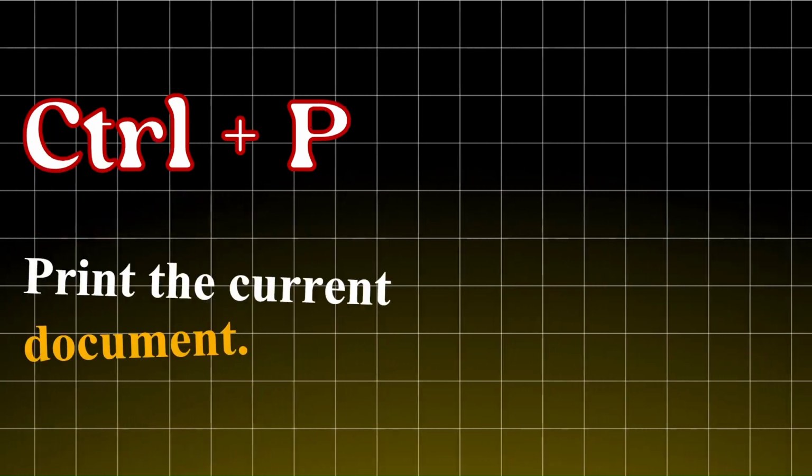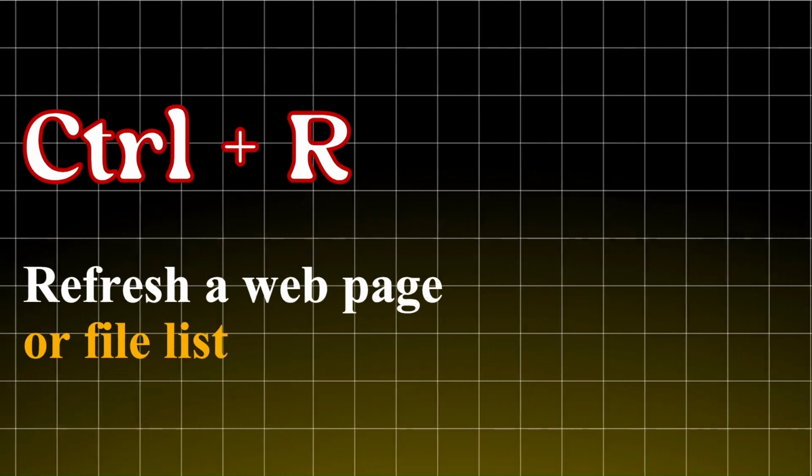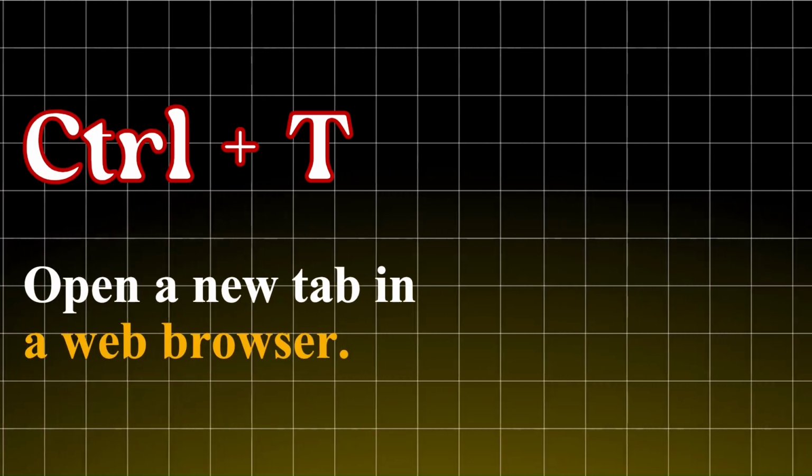Ctrl plus P, print the current document. Ctrl plus Q, quit, close the current program. Ctrl plus R, refresh a web page or file list. Ctrl plus S, save the current document. Ctrl plus T, open a new tab in a web browser.